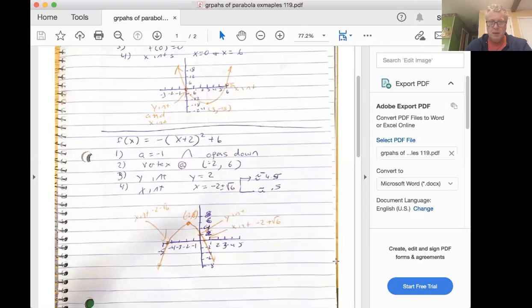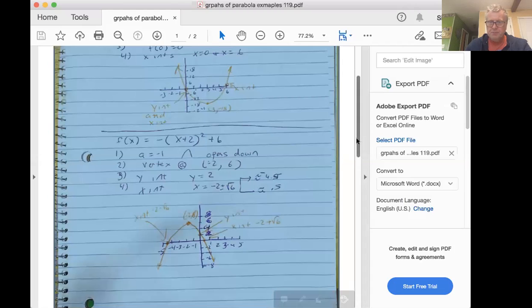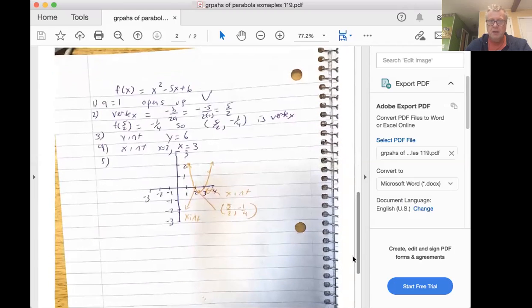Let's look at the PDF. Our final example. Our vertex, first off, a is 1. It opens up. Our vertex is at 5/2, minus 1/4. The y-intercept is 6, and we have x-intercepts at 2 and 3. We already did that on the previous sheet.